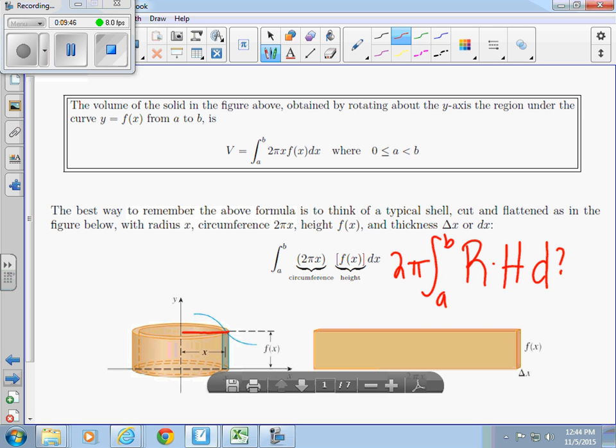The dx is the little width of that shell, and so you're adding all those widths of the shells up. And f of x is the height. So the height of the curve, you agree that would be the height of the shell. And so that's where the f of x comes into play.